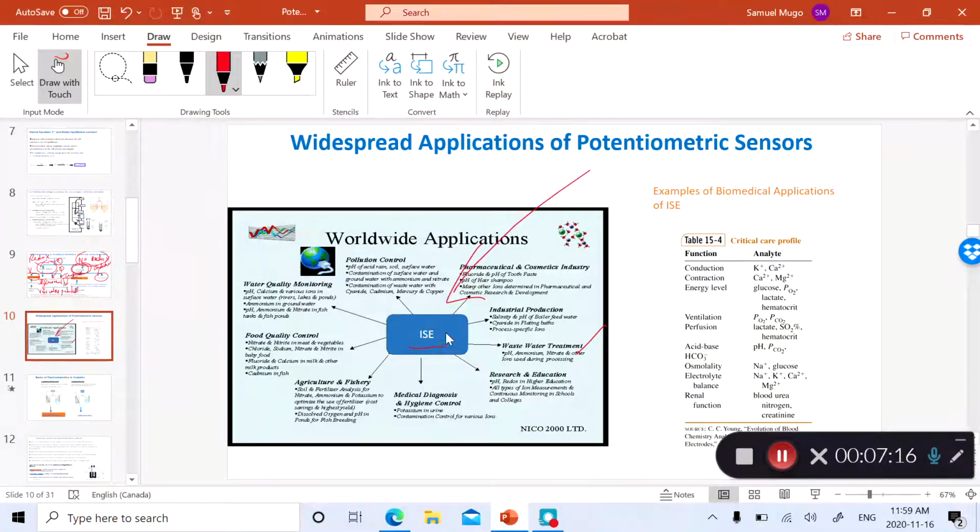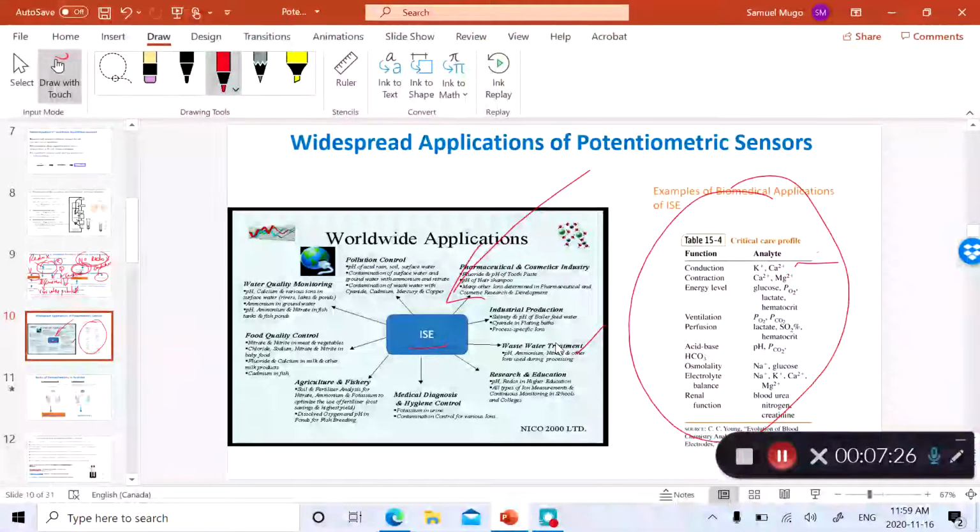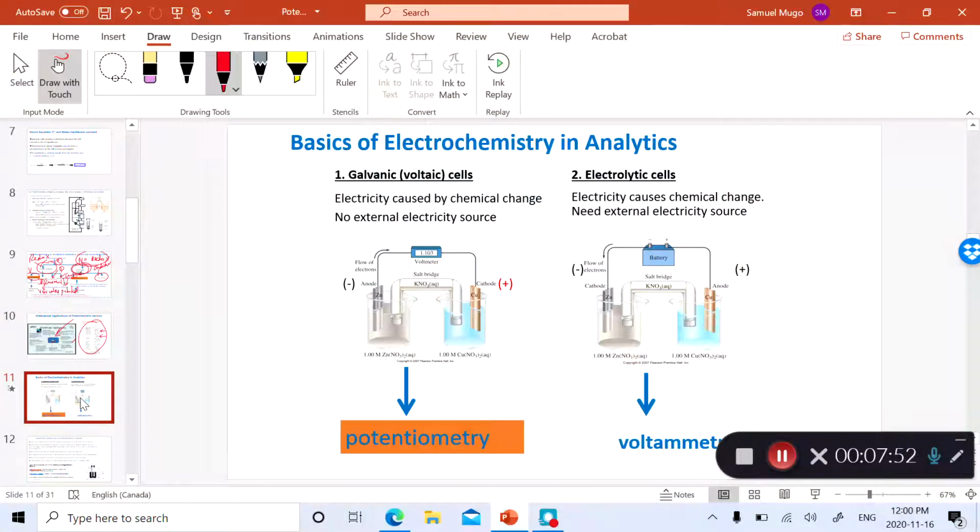It's a very common type of technique. If you take a look at this table that I got from the textbook, you're going to see you can analyze different types of ions using potentiometric sensors. You can analyze biochemical analytes such as lactates, glucose, and so on using potentiometric sensors. Things like urea and so on. Very important kinds of analytes in medical diagnostics. And as such, potentiometric sensors are very relevant and important.